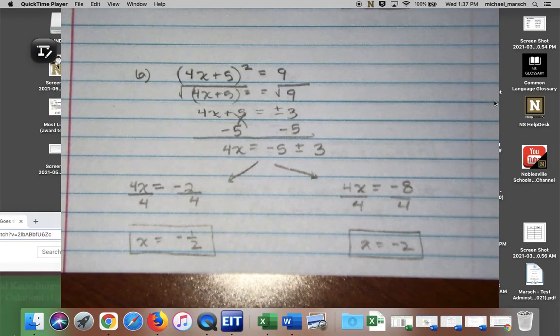Ta-da! Not terrible, right? So your assignment tomorrow will be more problems just like these. So please make sure you have your notes with you. Follow along. Help yourself out tomorrow on those.